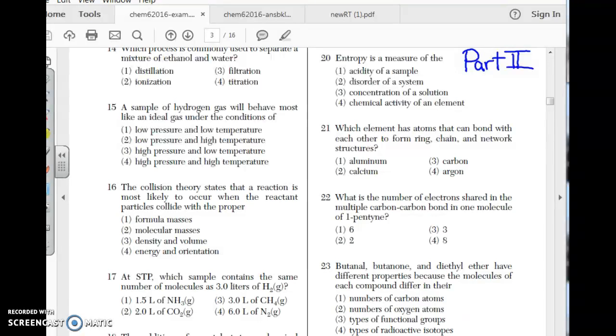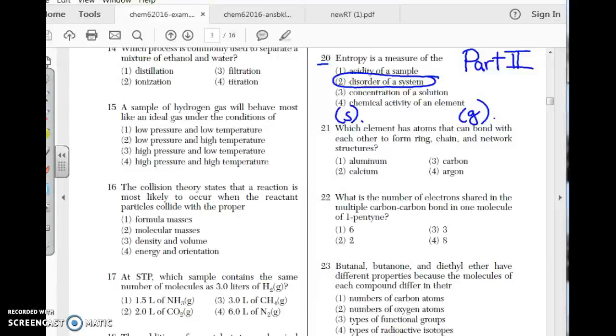This, of course, is the second part of the June 2016 Regents, so let's hop right in. Resuming with number 20, entropy is a measure of, well, just by definition, disorder. High entropy means high disorder in a system. For example, gases have extremely high disorder, whereas solids have extremely low disorder.